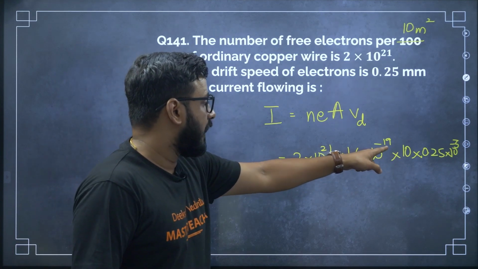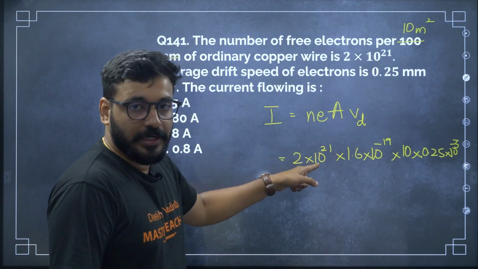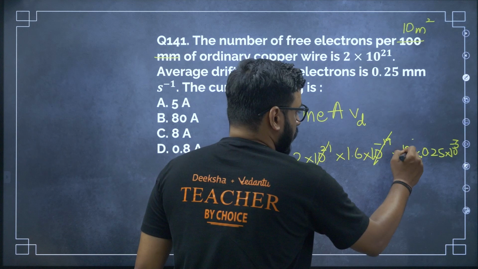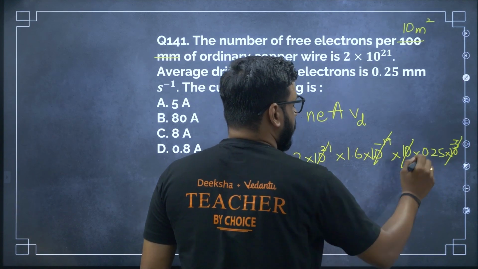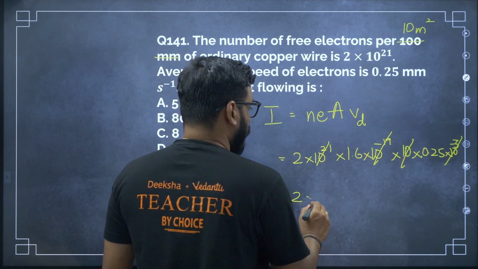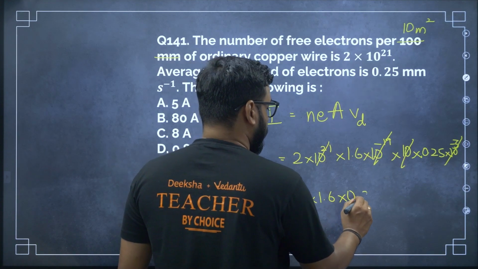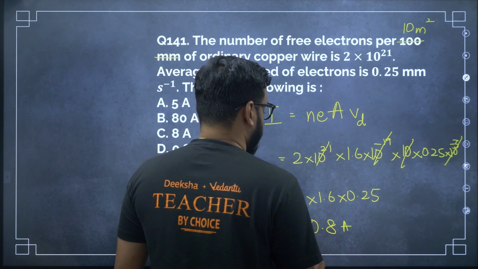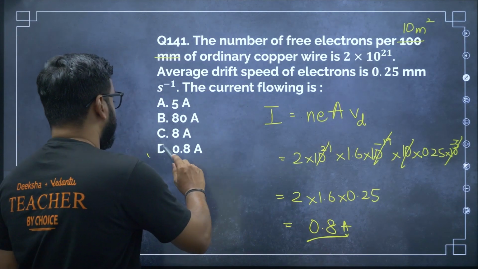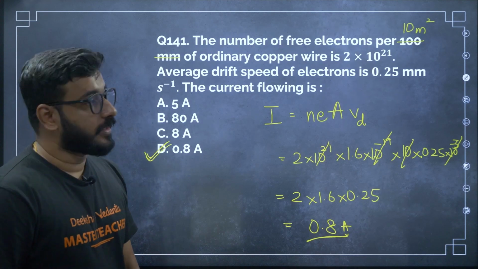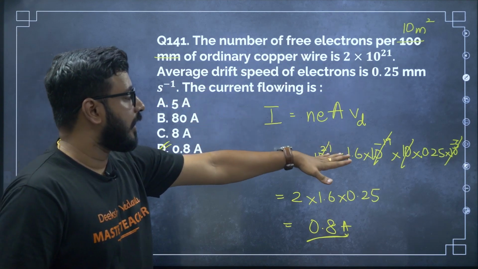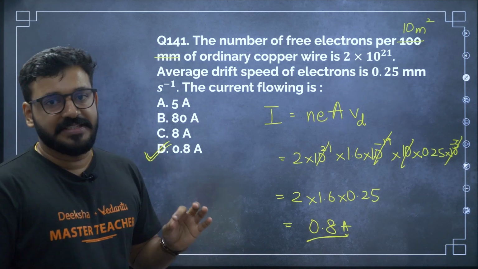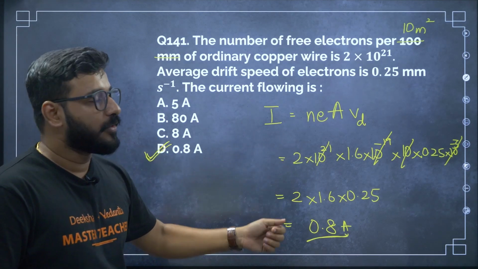Calculating everything else, just the powers of 10. 21 and minus 19, so you will get 10 to the power 2. 10 into 10 to the power minus 3 is 10 to the power minus 2. So all the 10s will get cancelled, depending on their powers. Ultimately you will be left with 2 into 1.6 into 0.25, which is very simply 0.8 ampere. So the correct answer over here is option D, 0.8 ampere. Please make this one correction and take the answer accordingly. This also is a very easy problem, direct formula substitution and you get the answer.